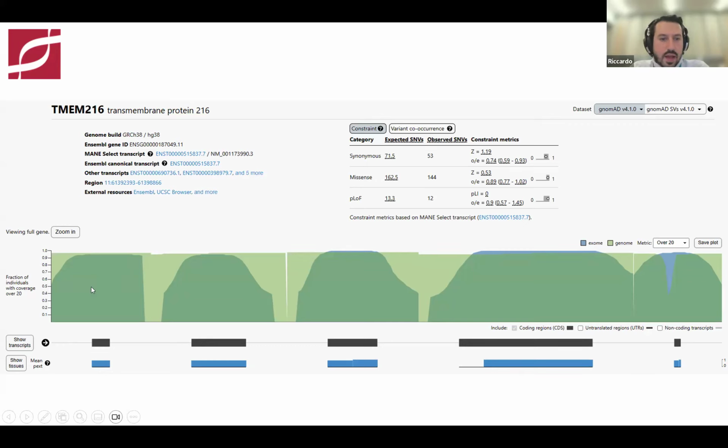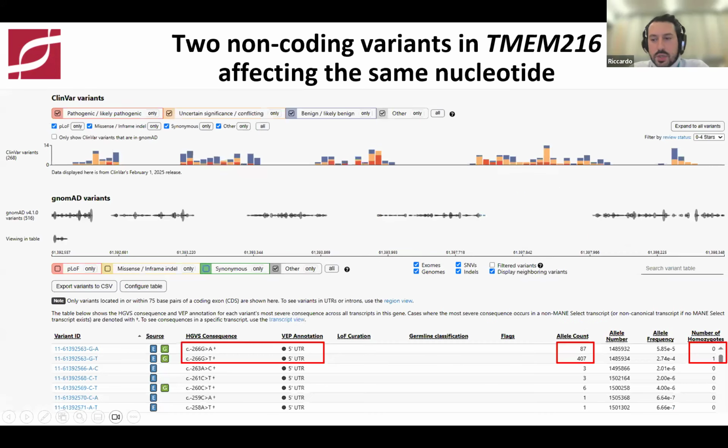So you can already have a high confidence that all the variants present in the database are actually true variants, detected in patients, with a high read depth. And the most important thing that I want to discuss with you today is what happens if we observe specific metrics. For instance, I want to give the example of these two non-coding variants in TMEM. These two non-coding variants are at the same position, minus 266.